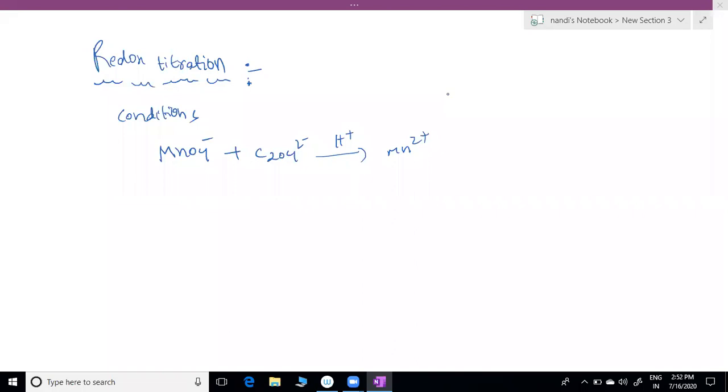MnO4, oxalate and H plus. What is the N factor for Mn, sir? Acidic medium MnO4. So this is the equation. I am converting 50 ml. How to convert to liters, sir? By 1000. We have to convert ml into liters. That's the reason I wrote by 1000.